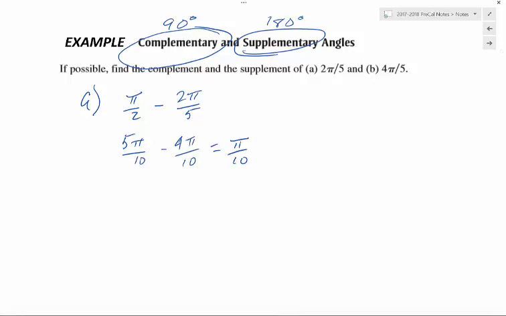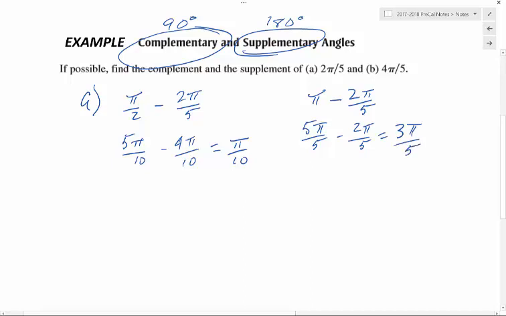For the supplementary angle, I'll simply take pi and subtract 2 pi over 5, because pi is 180 degrees. So I'll have 5 pi over 5 minus 2 pi over 5, which is 3 pi over 5.